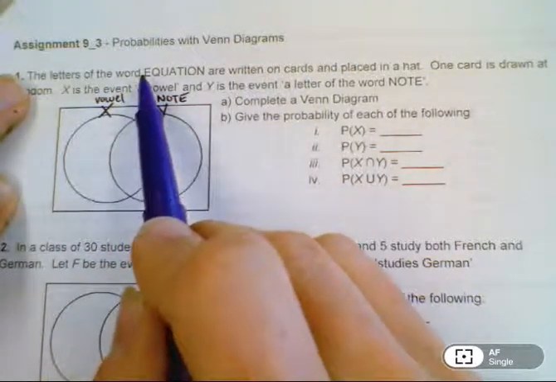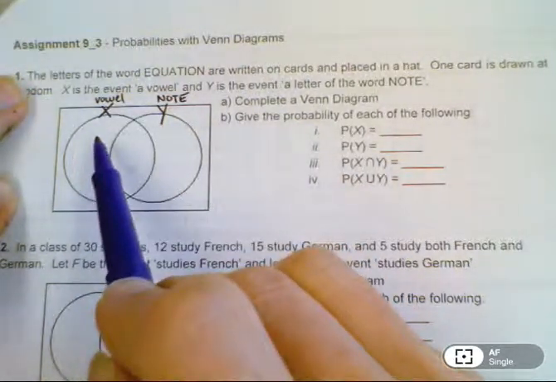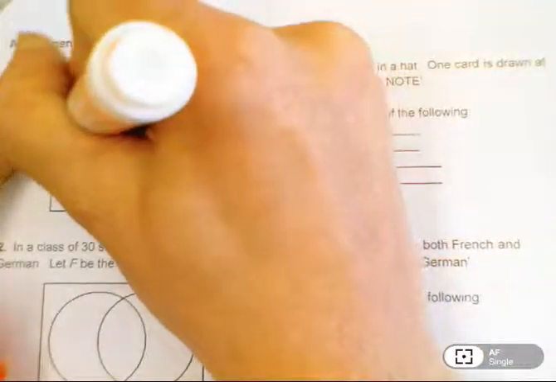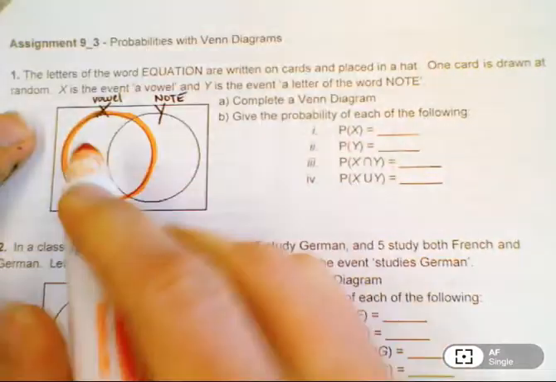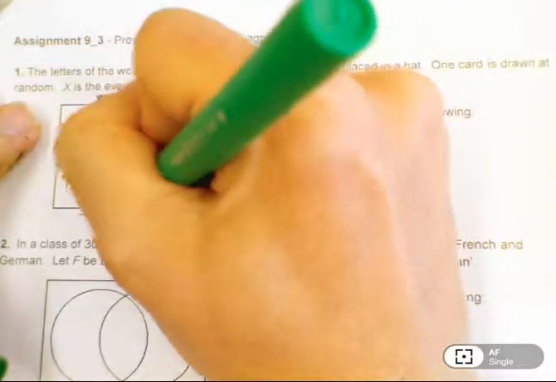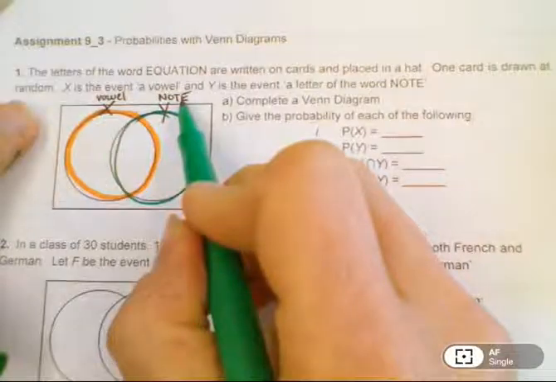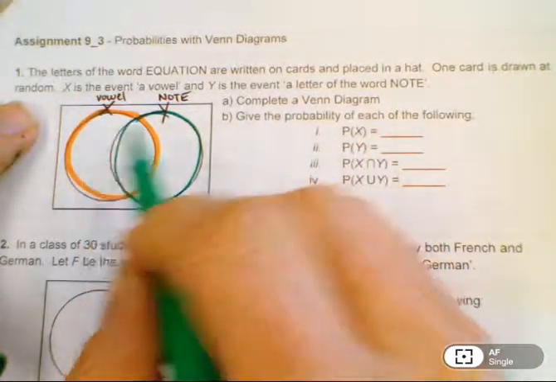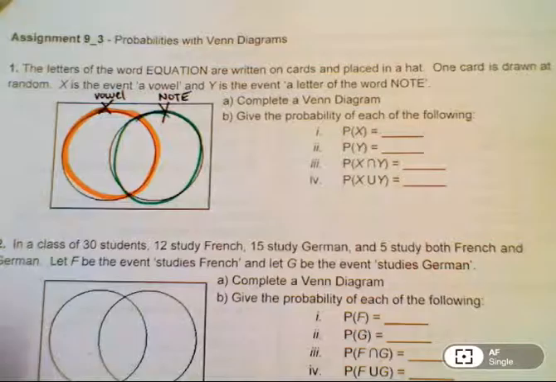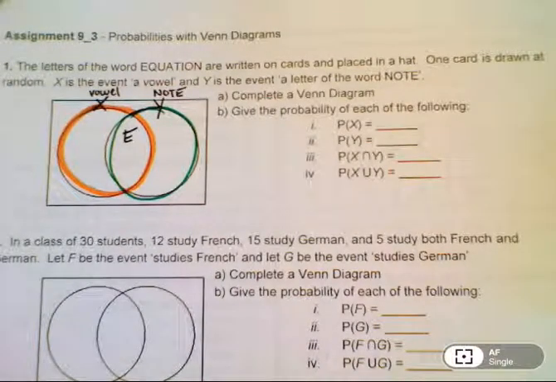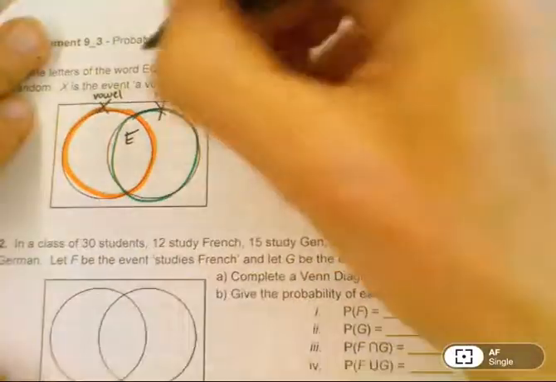E. Is E a vowel? Yes, it is. So we know it needs to go, I'm going to color these circles, we know it's going to need to go in the orange circle. The question is, does it go here or does it go here? E is also in the word note. It's right there. So E belongs in both bubbles, the orange and the green, because it's a vowel and it's in the word note. So E goes in the intersection. It's in both sets. Got the E.